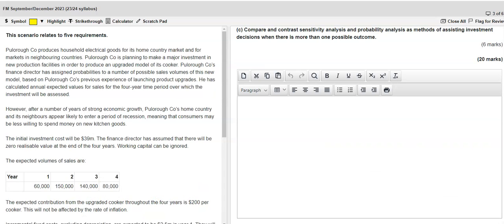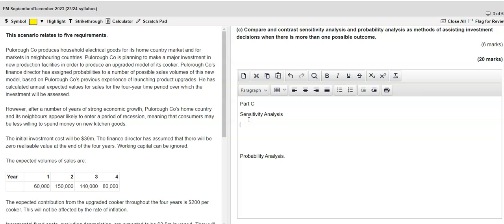Third requirement is compare and contrast sensitivity analysis and probability analysis as methods of assessing investment decisions when there is more than one possible outcome. So technically, how to approach the answer? Part C. One paragraph should be on sensitivity analysis and one paragraph on the probability analysis. And then you should write the points and then discuss all the points.